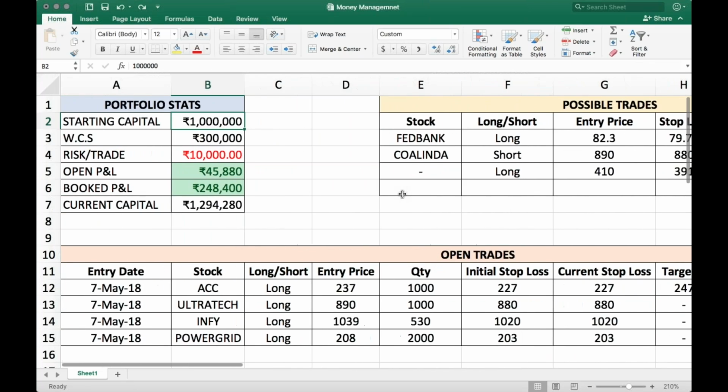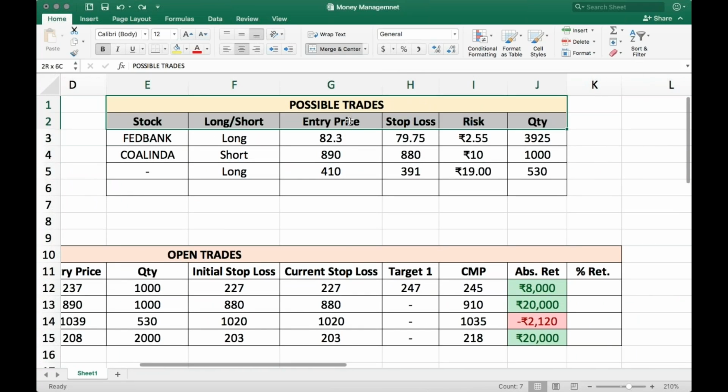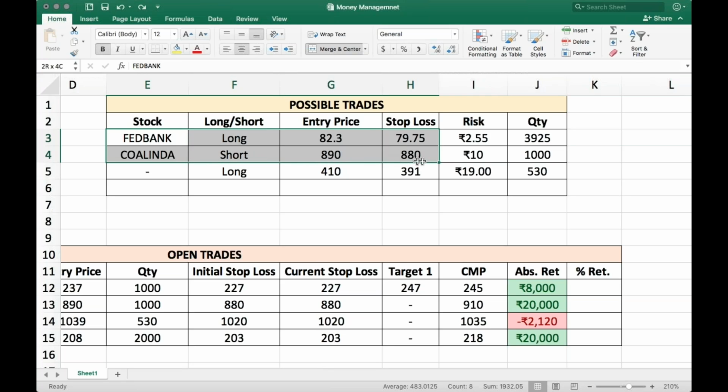So you start your business, you define your risk parameters, your total worst case scenario, your risk per trade. That is the first step. Second step, with your intelligence and understanding of the market, you scout for trading opportunities. Every day you scan, you find some new ideas, you put them down. So for Monday, I know tomorrow when the market opens, if Fed Bank goes above 82.3, I'm going to place an order to buy 3925 shares. If Coal India falls below 890, I'm going to short 1000 shares. Is that all right?